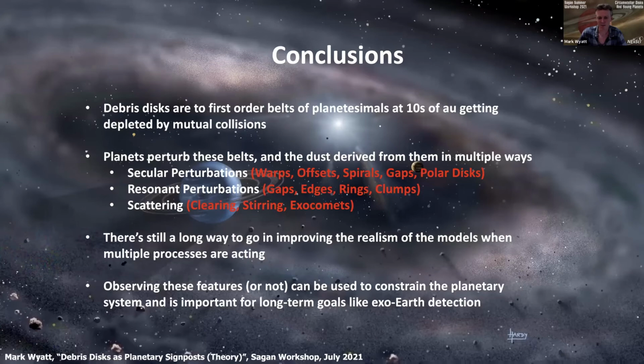Okay, so that's it from me. I guess the brief summary is that there's a whole host of structures that you see. And in fact, those are the structures that are also seen in observations, which is a good point to turn over to Alycia, I think.